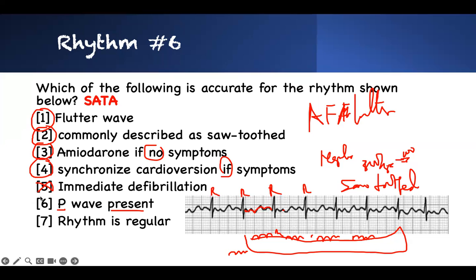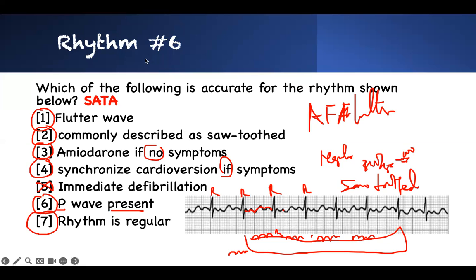So I can see P waves. Rhythm is regular. I know it's a regular rhythm. I'm just trying to give you the features so that you can see the difference between a flutter wave and an AFib. I see a regular rhythm. I see a bunch of P waves. And the treatment is synchronized cardioversion or antiarrhythmic medication, a beta blocker, calcium channel blocker, amiodarone. But that is the way the question would be.